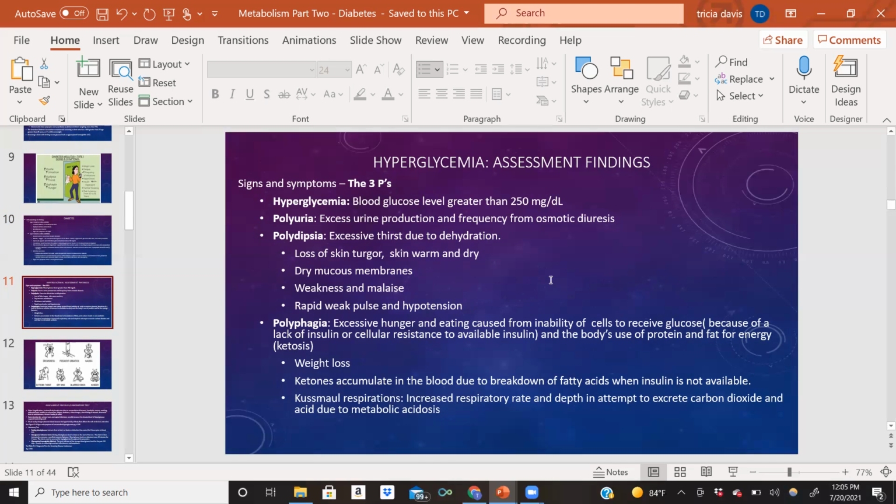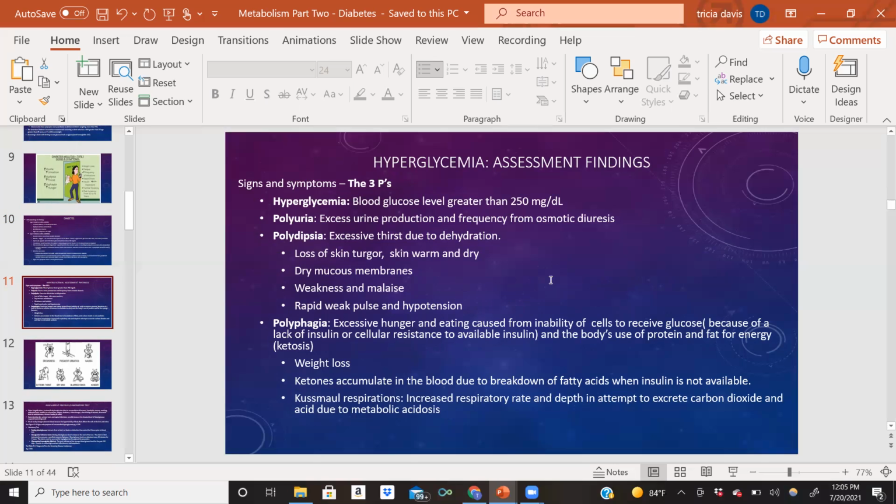These patients also have polyphagia, so excessive hunger and eating caused by an inability of the cells to receive glucose. They can't receive glucose because there's a lack of insulin, or we have that insulin resistance. And then we also said that the body's using protein and fat for energy, so they're in that state of ketosis. So these patients may present with weight loss.